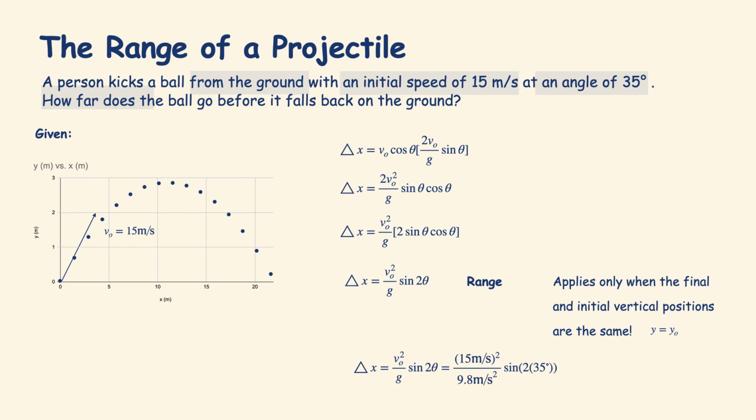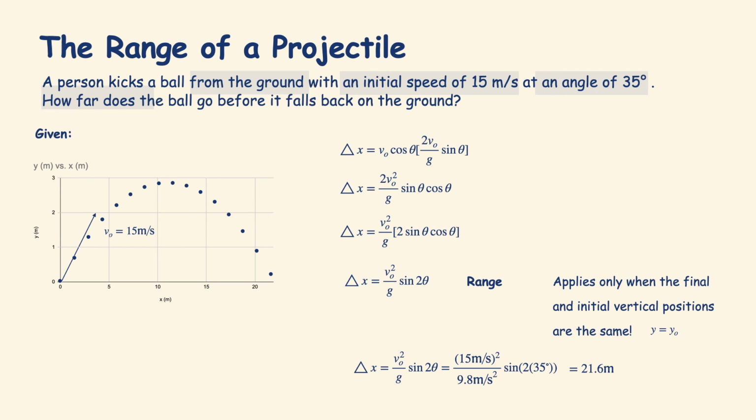So with that, let's finally put the numeric values here. For v naught, it was 15 meters per second. The angle was 35 degrees. And so for the range of the ball, I find out that it's equal to 21.6 meters.